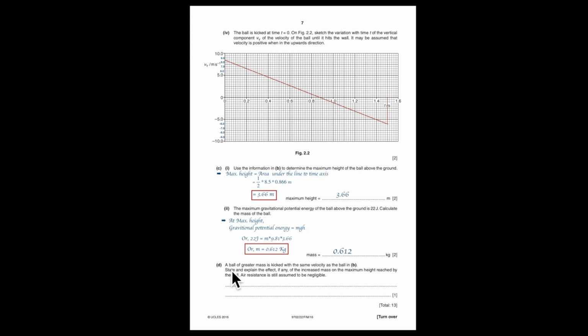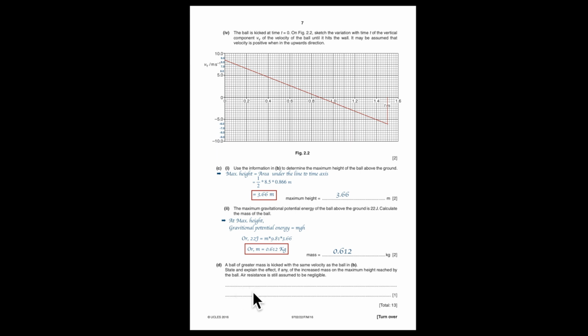In D, a ball of greater mass is kicked with the same velocity as the ball in B. State and explain the effect, if any, of increased mass on the maximum height reached by the ball. Air resistance is assumed to be negligible. The question asks that the ball is kicked with the same velocity but has greater mass, and can it affect the maximum height?